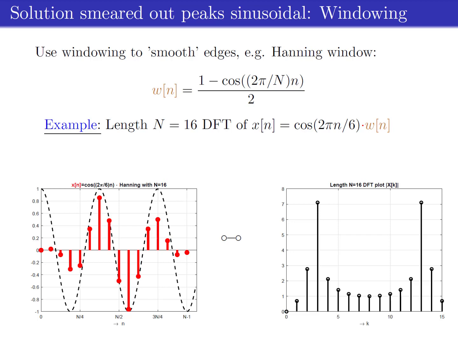At the right-hand side we see in black the original DFT result, thus without windowing, and the DFT result with windowing is shown in red. From this we can see that the smearing out behavior, especially in the range of frequency indices k is 5 until k is 11, is reduced.